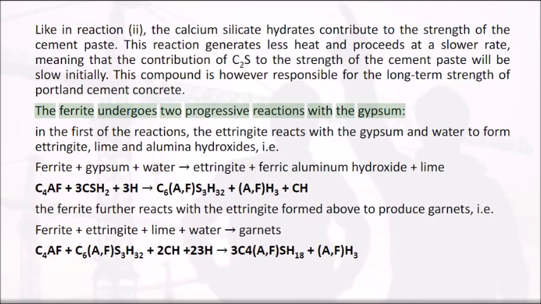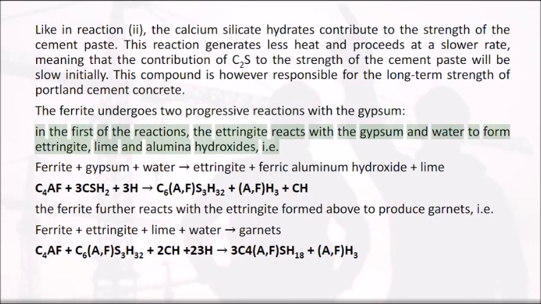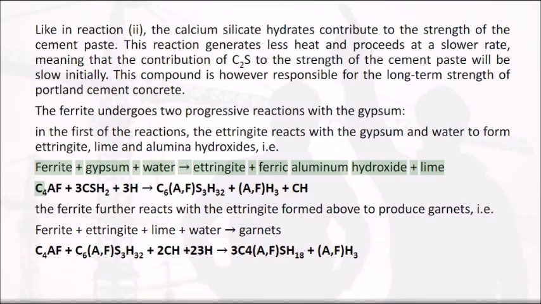The ferrite undergoes two progressive reactions with the gypsum. In the first of the reactions, the ferrite reacts with the gypsum and water to form ettringite, lime and alumina hydroxides, i.e. ferrite and gypsum and water yield ettringite plus ferric aluminum hydroxide and lime. C4AF + 3CSH2 + 3H → C6(A,F)S3H32 + (A,F)H3 + CH.